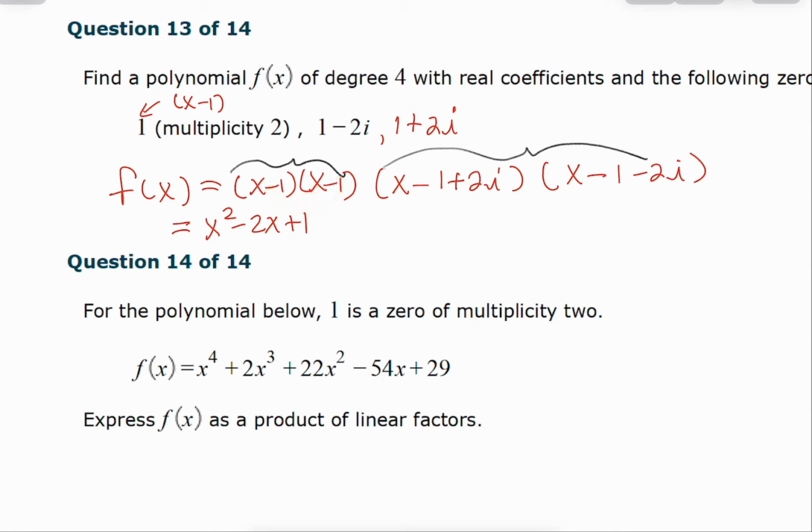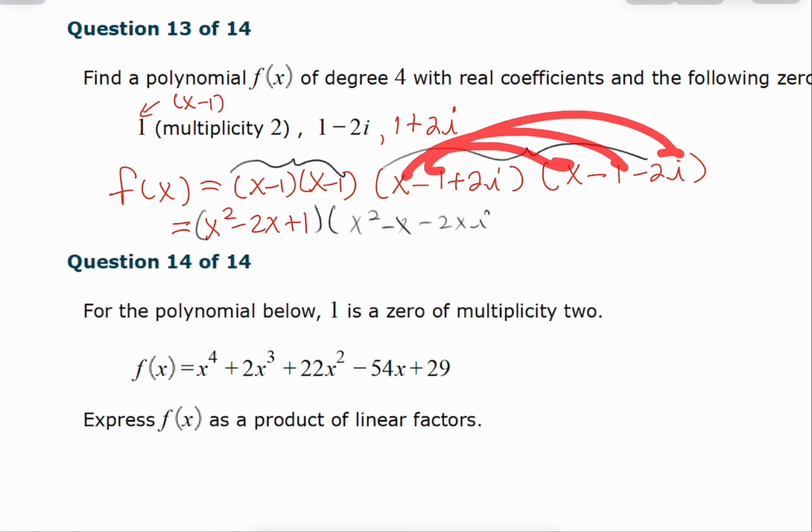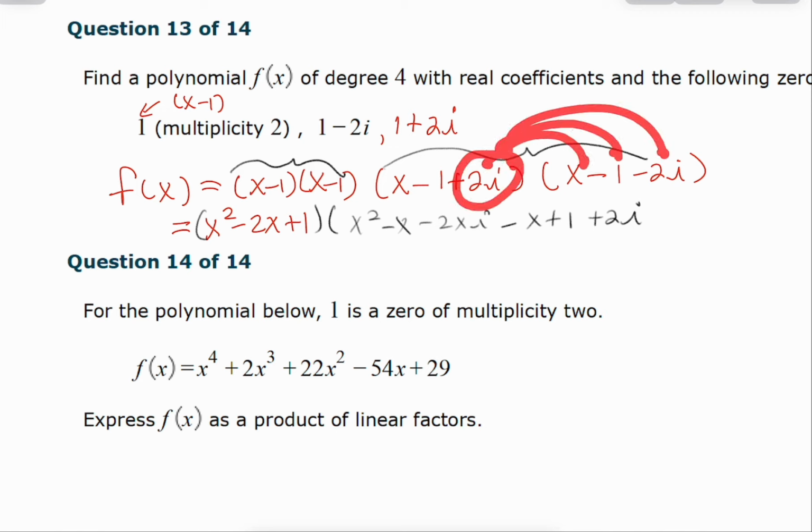But the one that's a little harder is this back one. So let's go ahead and do it step by step. So we're going to get x squared minus x minus 2xi. Now all I did was take the x 3 times. Now I'm going to take the -1 3 times. I'm going to get negative x plus 1 plus 2i. Now I'm going to take the 2i 3 times. I get negative 2xi.